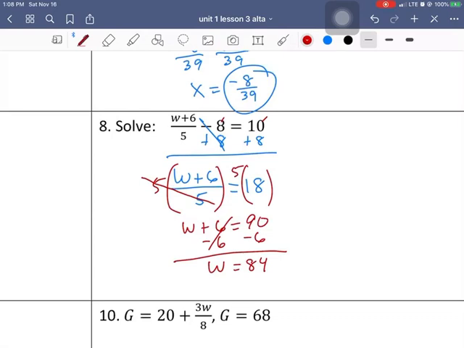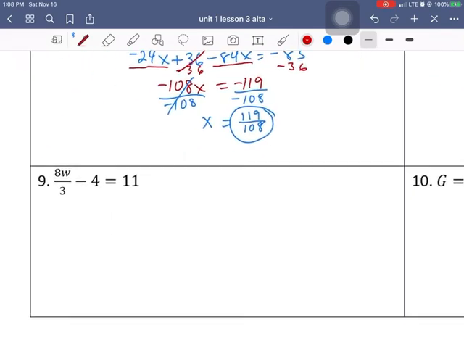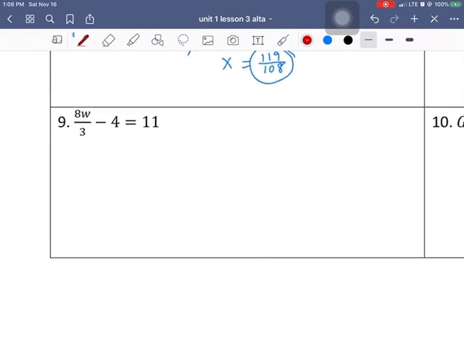So think about it. 84 plus 6. You can put that back for the W. 84 plus 6 is 90 divided by 5, minus 8 is 10. Let me check my calculator real quick. Yeah, that's 18 minus 8 is 10. Yep, just checking. All right, number 9.